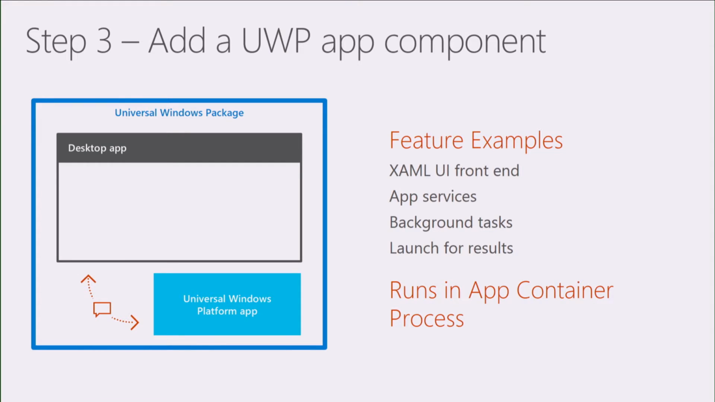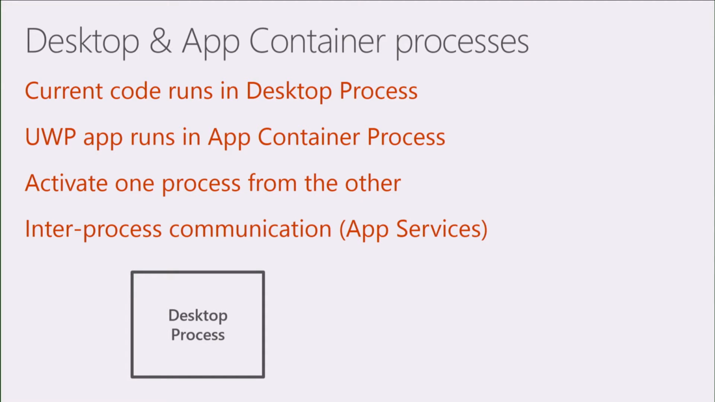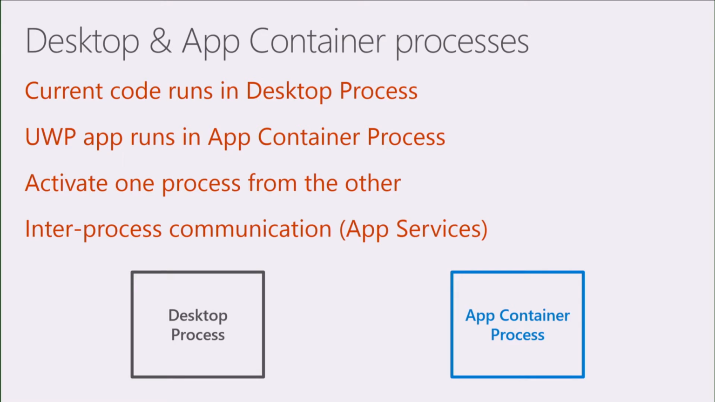It can call out to the full trust process or the desktop process that we have in the same package. So again, the current code just stays in the desktop process. The UWP app goes into the app container process. But they can activate one another. So if you do have your desktop process as the leading process in that case, and you want to call into the app container process, the UWP app portion of it, it can actually activate that thing. Other way around, same thing works. So if you have your UWP app and you want to call the functionality that is in your desktop process, the activation can go that way as well.